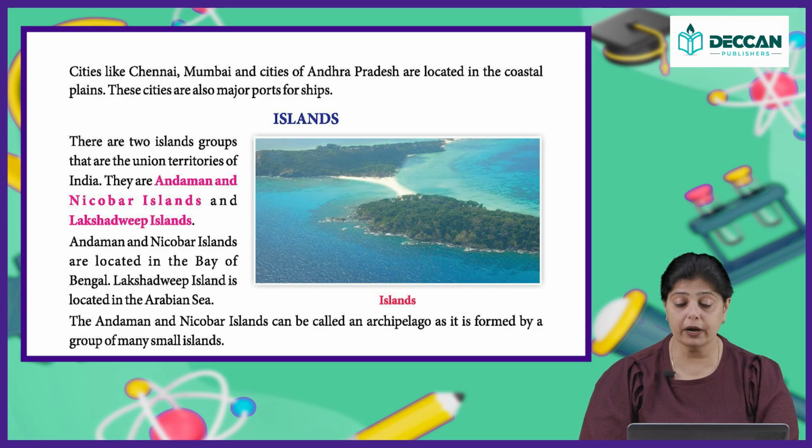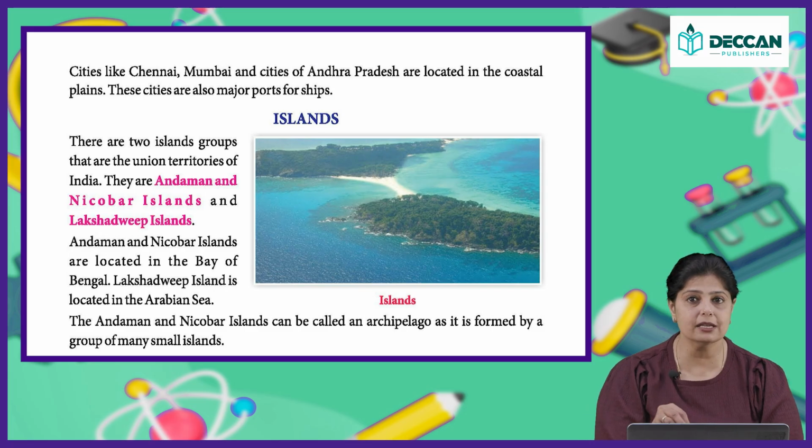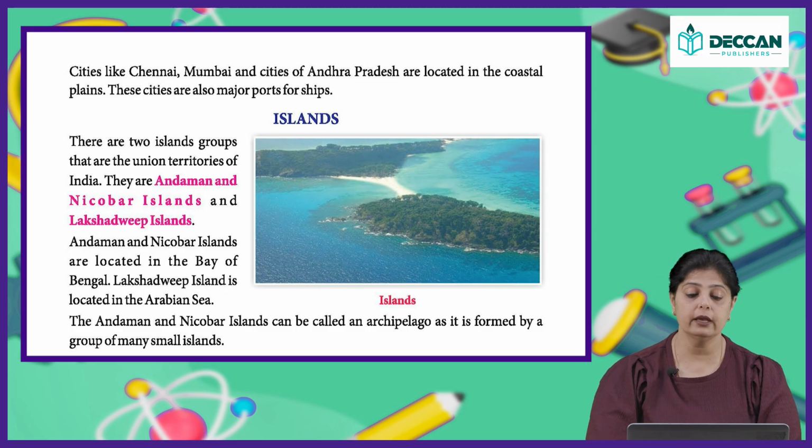The Andaman and Nicobar Islands can be called an archipelago, as it is formed by a group of many small islands. So they are also known as the archipelago. Now the Andaman and Nicobar Islands are formed with very small islands, and that is the reason why they can be called an archipelago. Okay.